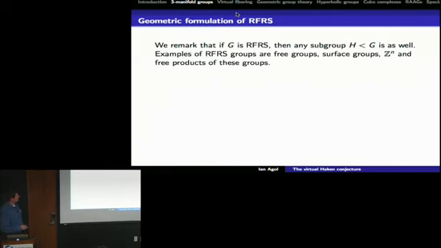It's an easy exercise. Examples are free groups, surface groups, and Z to the n, and then free products of these groups. When I originally came up with this condition, these were the only examples of groups that I knew of.